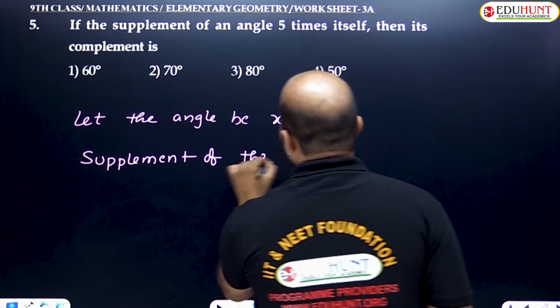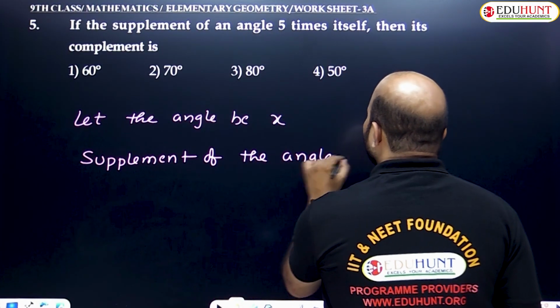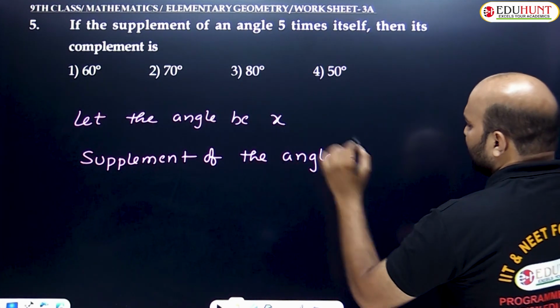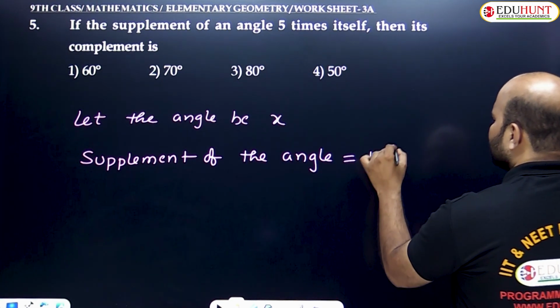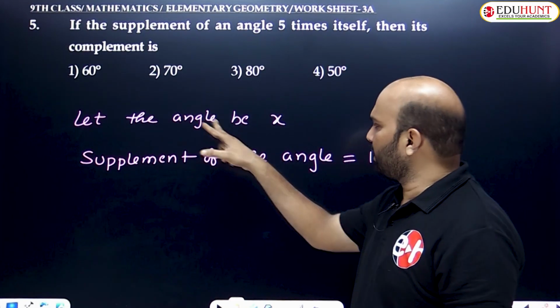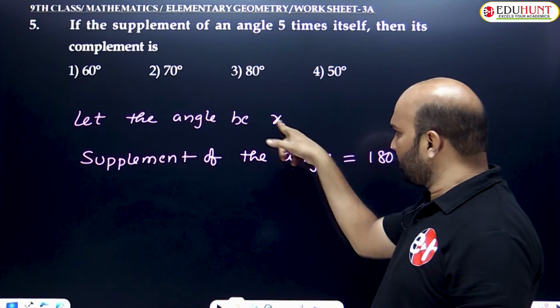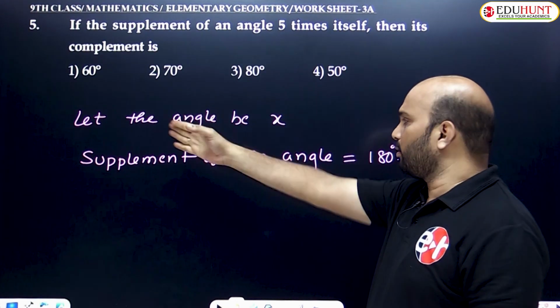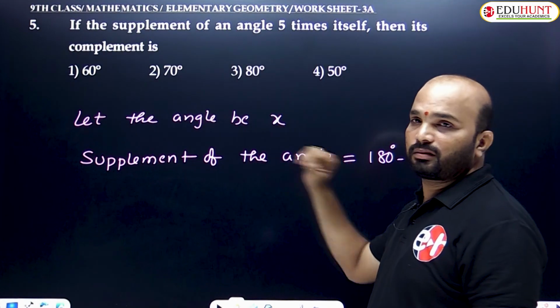The supplement of the angle: the sum of the two angles equals 180 degrees is called supplement angles. So 180 degrees minus x. This is the supplement of the angle. So let me take an angle as x. What is the supplement of the angle? 180 minus x, because the sum of the two angles equals 180, but one angle is already considered as x. What is the remaining angle?